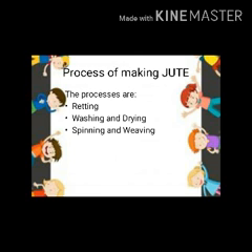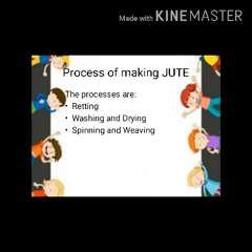After this process, there are some other processes which the jute plant undergoes in order to produce jute fabric. Those processes are retting, washing and drying, spinning and weaving. Could you clear? The jute plant must undergo these processes in order to make jute fabric. Okay, the processes will be retting, washing and drying, spinning and weaving.